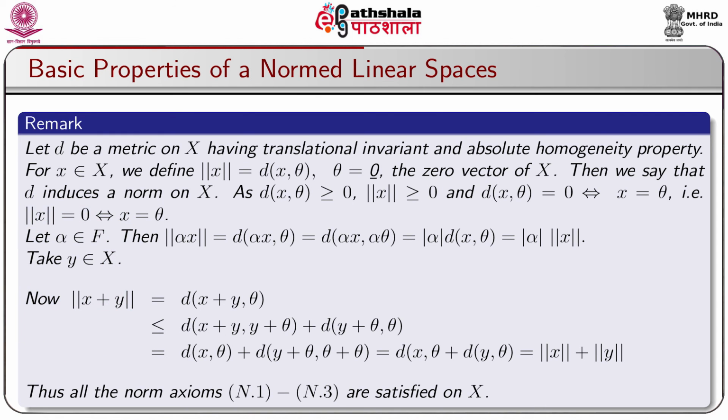Take y to be any element of X. Now, the norm of x plus y is equal to d of x plus y, theta, which is less than or equal to d of x plus y, y plus theta plus d of y plus theta, theta, which is equal to d of x, theta plus d of y plus theta, theta plus theta. The first one comes by the translational invariance property for d, and theta is equal to theta plus theta, which gives d of x, theta plus d of y, theta, which is equal to the norm of x plus the norm of y. Thus, all the norm axioms N1 to N3 are satisfied on X.